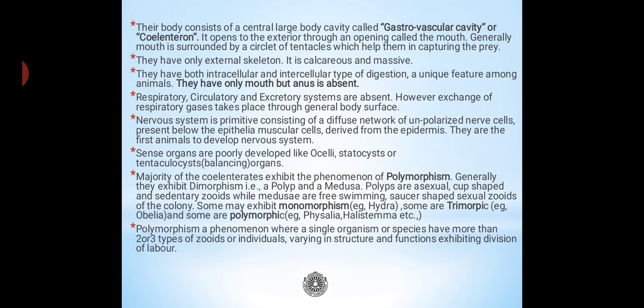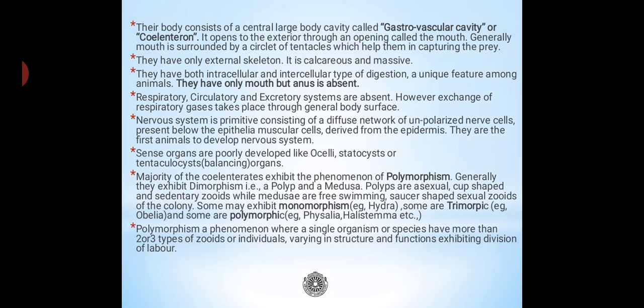Majority of the coelenterates exhibit the phenomenon of polymorphism. Generally, they exhibit dimorphism, that is, a polyp and a medusa. Polyps are asexual, cup-shaped, and sedentary zooids, while medusae are free-swimming, saucer-shaped sexual zooids of the colony. Some may exhibit monomorphism, for example, hydra. Some are trimorphic, for example, obelia, and some are true polymorphic, example, physalia, halistemma, etc.